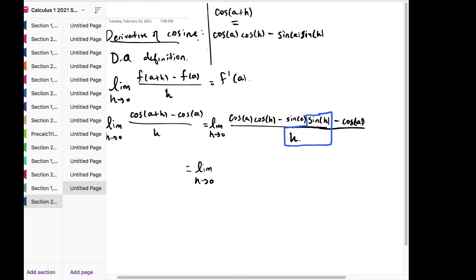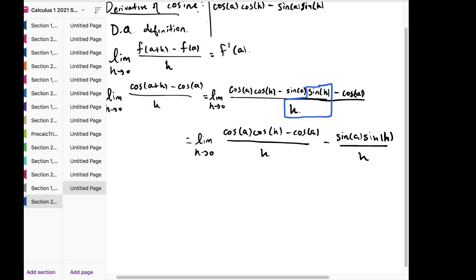So cosine of a, cosine of h minus cosine of a. Let's put this over h, and then let's leave it outside. Sine of a, sine of h over h.